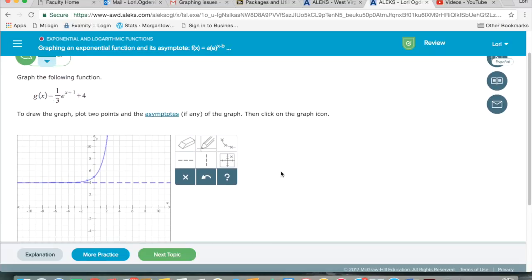So again, with most of these, you're going to have to look at the number that's being added or subtracted to the function to identify where the horizontal asymptote is going to be, and then just make it easy on yourself with respect to plotting points. Plotting points for x values of 0, or something that's going to make the exponent 0, like in this case -1, are going to be the easiest points to plot.